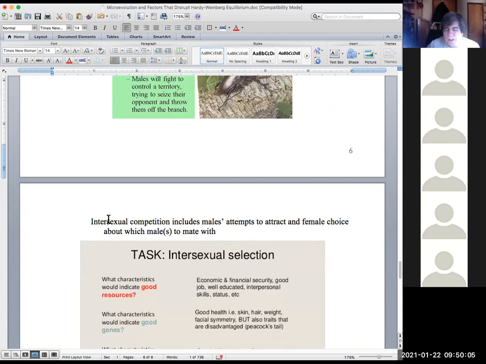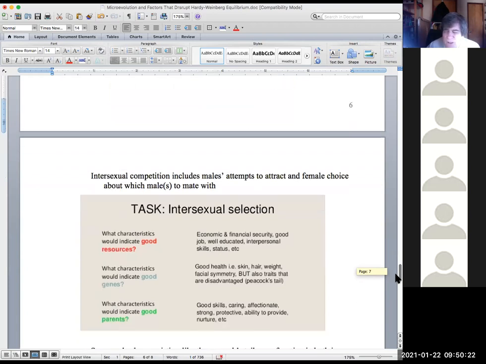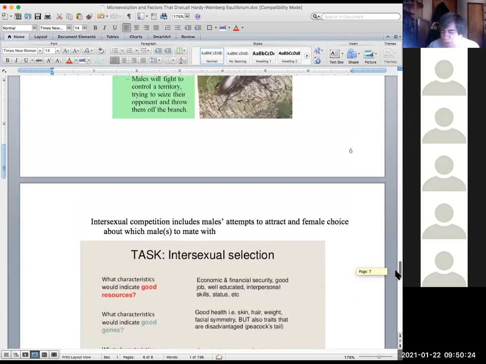Inter means between. So intra is between members of one sex, usually males. Inter is between members of different sexes. So this includes males attempting to attract females and then females choosing which males they'll mate with.